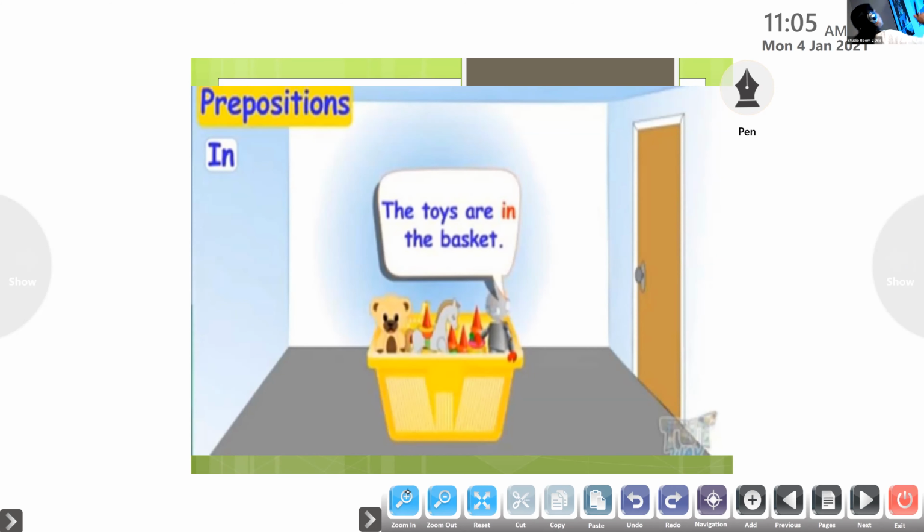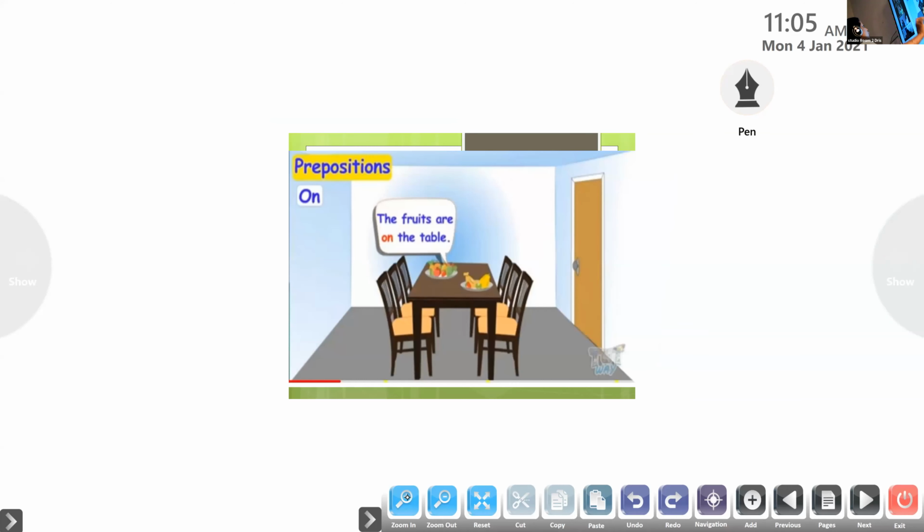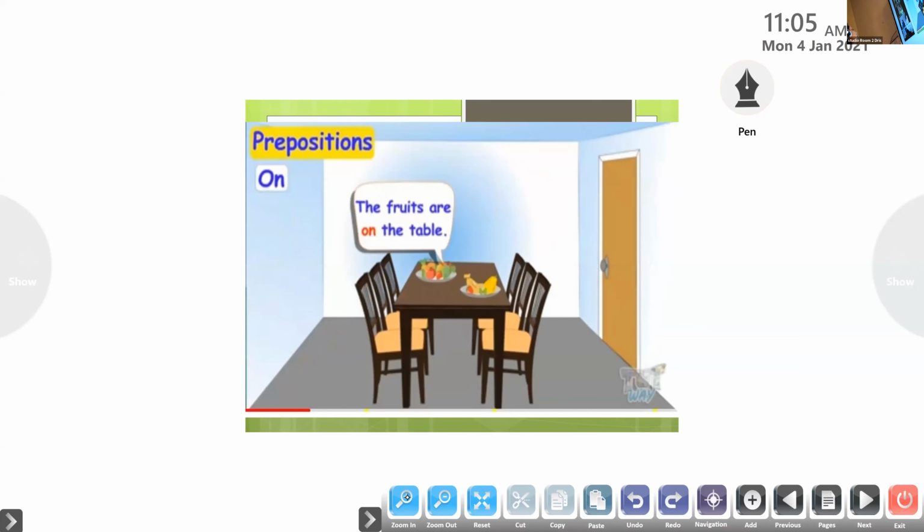Now let's move on to the next example, on. On means what, children? What is the position of the cat here? The cat is on the table. Here on tells us the position of the cat. It tells us where the cat is. The cat is on the table. Where are the fruits? The fruits are on the table.